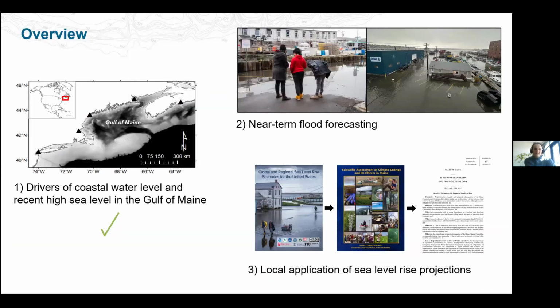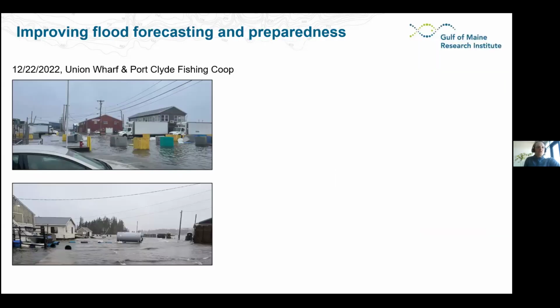Okay, so that's a bit of context about coastal water levels and sea level in the Gulf of Maine. I came here at a very interesting time, because of these storms, there's been a lot of interest in coastal adaptation. So it's been great being here. There's all this momentum. So next I'll talk a bit about near-term flood forecasting. The first year I was here, there was another decently big flooding event that hit in December of 2022.